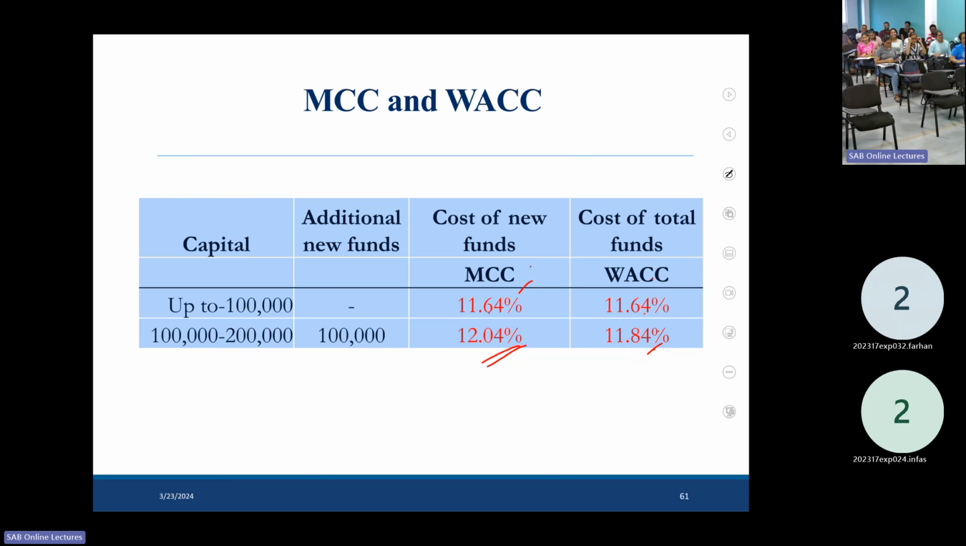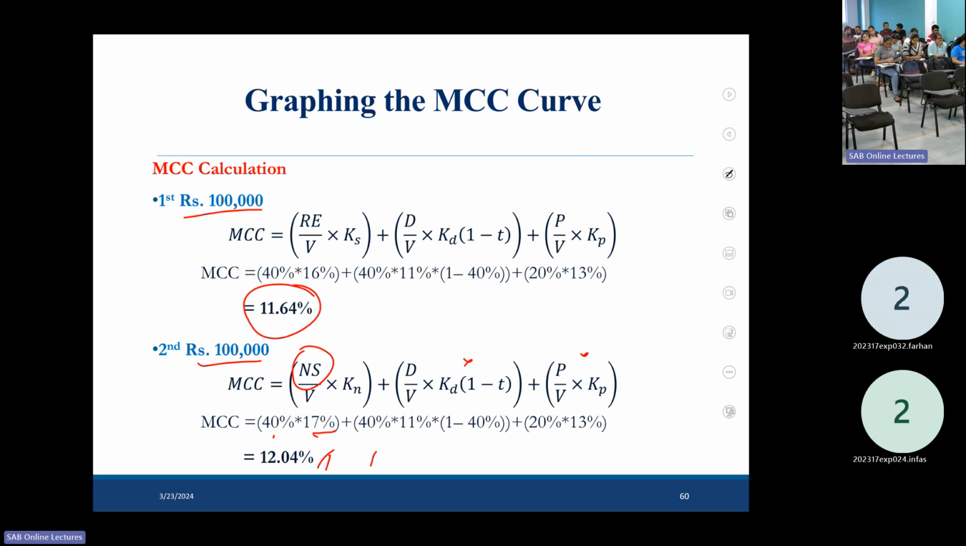It is difficult to understand. MCC means, now in this example, this is your total capital, 100,000. Right? If you are going to increase this 100,000 by some amount, your retained earnings is not sufficient. Retained earnings you have only 40,000. So then you have to issue new shares in order to keep the 40% capital structure for equity. So if you are issuing new shares, you have a cost for the new stock issue. You can see 17%. The new stock issue cost is 17%.